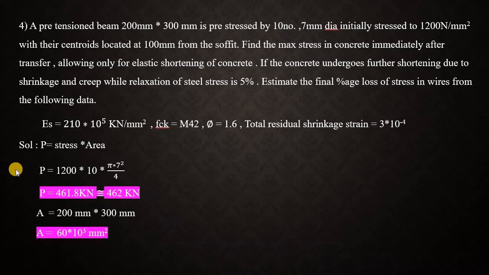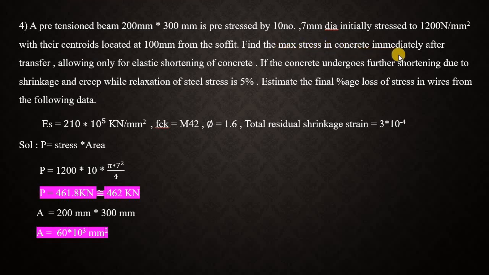Everyone. Today in this video, I'm going to show how to solve a problem on total percentage loss of pre-stress. A pre-tension beam 200 mm by 300 mm is pre-stressed by 10 numbers 7 mm dia initially stressed to 1200 Newton per mm square with their centroids located at 100 mm from the soffit.